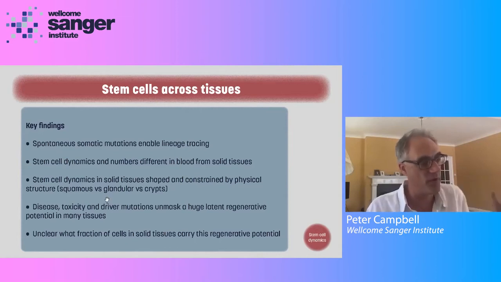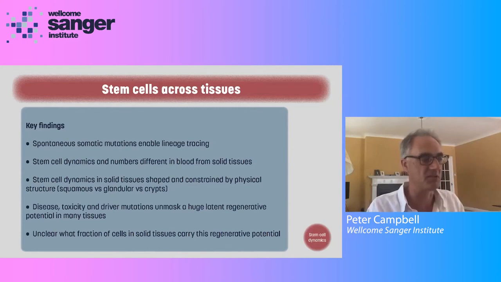Furthermore, disease such as inflammatory bowel disease or cirrhosis, toxicity such as cigarette smoking and alcohol in the context of liver, and driver mutations like we see in endometrium and in esophagus, all of these things can unmask a huge latent regenerative potential in many tissues. That potential seemingly isn't accessed under healthy conditions, but when disease, toxicity, and driver mutations occur, that can trigger a regenerative potential or a clonal expansion potential that is otherwise untapped.